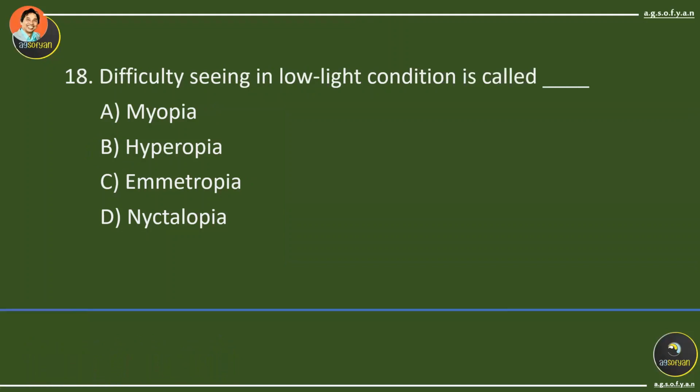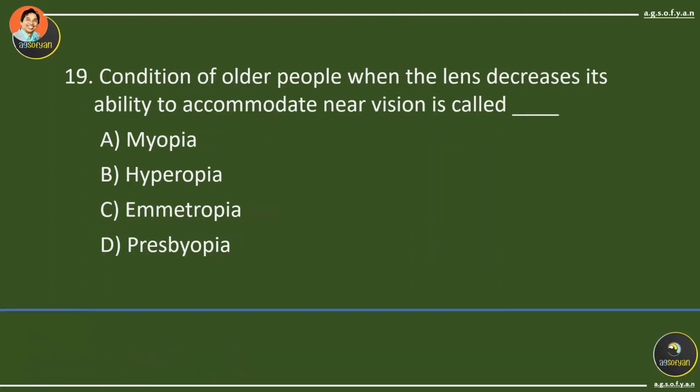The difficulty seeing in low light conditions is called, of course it is not normal eyes, it is not myopia or hyperopia, we already know what those are. So the answer will be nyctalopia, and usually it is caused by lack of vitamin A in the diet. So these people will have great difficulty seeing during night time.